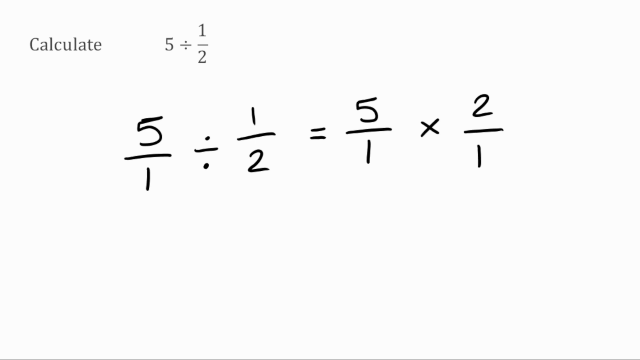So looking at our fractions now, we can clearly see we've got 5 over 1, which is just 5, multiplied by 2 over 1, which is just 2. So the answer is going to be 10. But again, following it through as we've normally done, multiplying the numerators gives us 10, multiplying the denominators gives us 1, so 10 over 1 is just 10. So that would be our answer to this one.